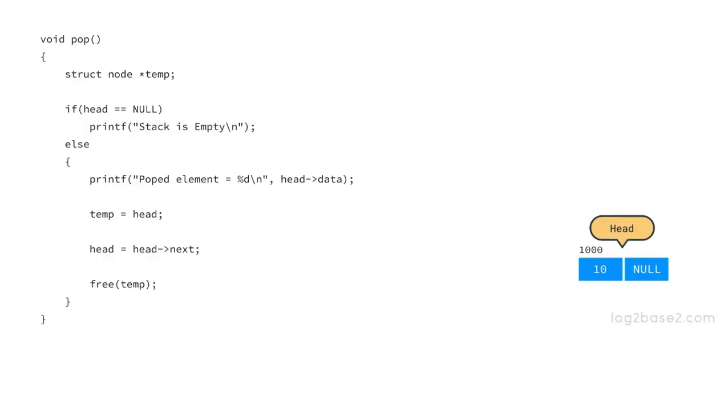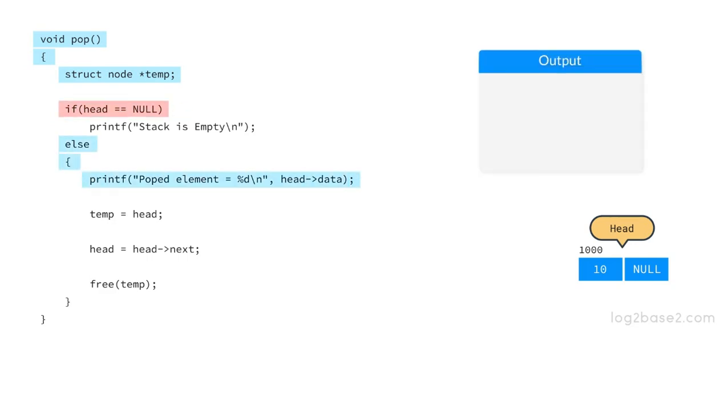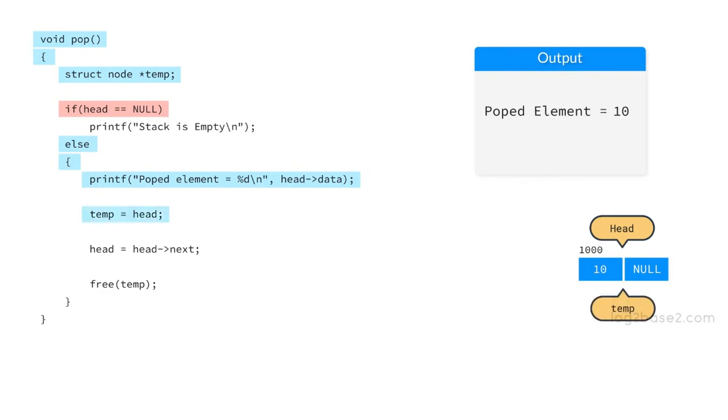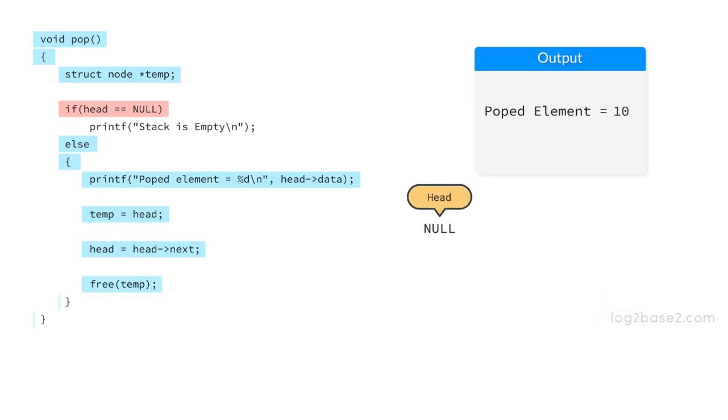Now let us call pop again. And first check if stack is empty, but it is not. So go to else and print the element at top. So we will get popped element equal to 10. So we will get temp equal to 1000. And now make the second node the head by writing head equal to head next. So head equal to null now. And now delete temp. So this node is deleted and the operation is completed.